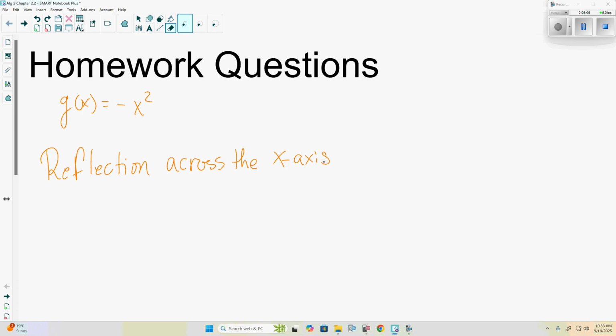Do we have a value for h? No, so there is no movement left or right. Do we have a value for k? So there is no up or down. So the only transformation being applied here is reflection across the x-axis.